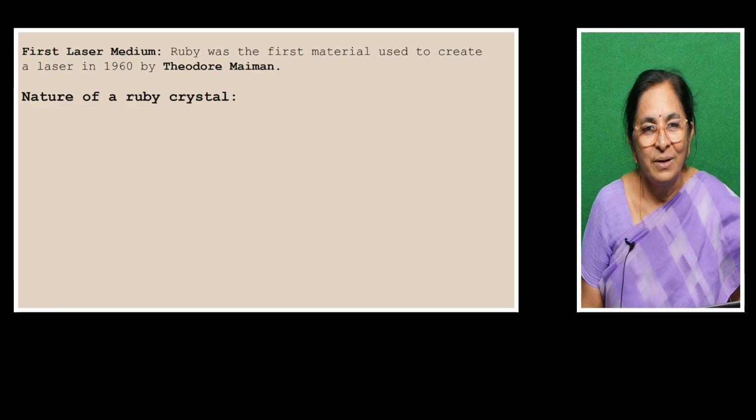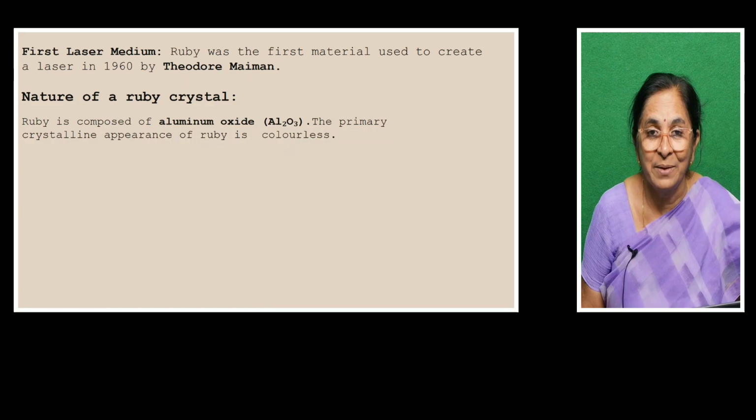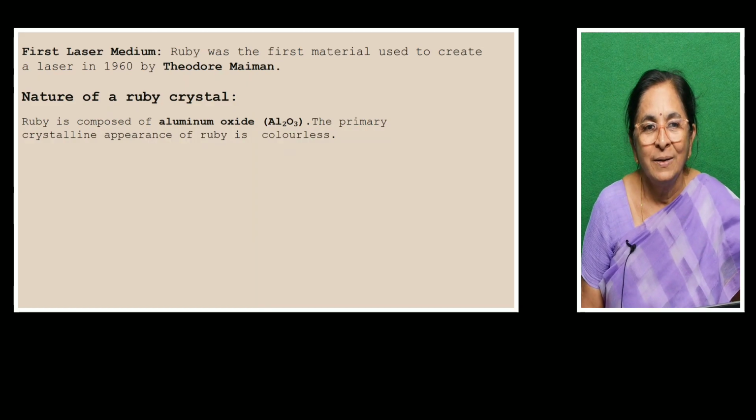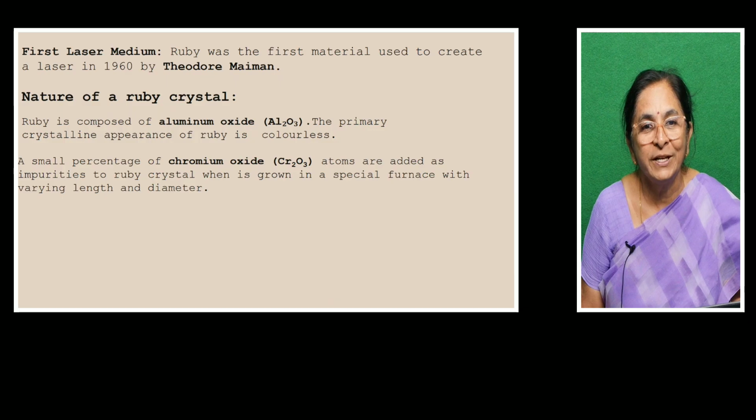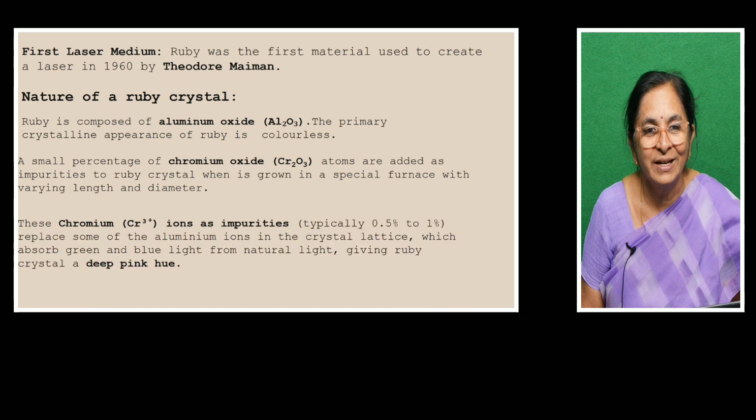Let us now discuss the nature of ruby crystal. As such, ruby crystal is composed of aluminum oxide. Chemically, the chemical formula is Al2O3. So, with aluminum oxide alone, ruby crystal appears colorless. But when a small percentage of chromium oxide, chemical formula Cr2O3, is added as impurity atoms to the ruby crystal when it is grown in a special furnace, then the ruby crystal gets some beautiful color.